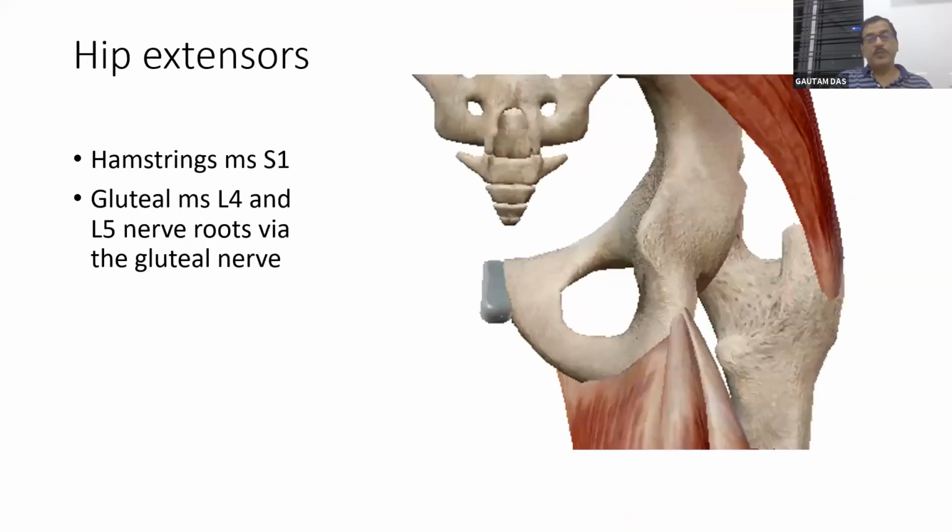So next is your hip extensors. Hip extensors are the glutei muscles. The innervation of the glutei muscles is from L4, L5, and then the hamstring muscles. Remember the hamstring muscles? The hamstring muscles are the semimembranosus, semitendinosus, and the biceps femoris. So hamstring muscles are supplied by S1, glutei muscles are supplied by L4 and L5. So they are the important hip extensors.